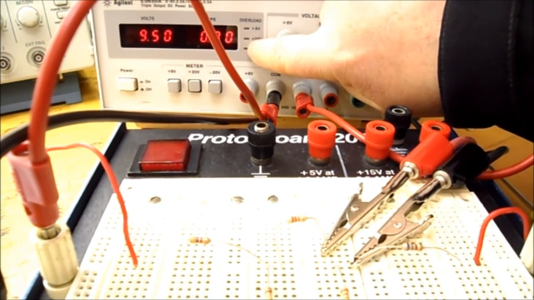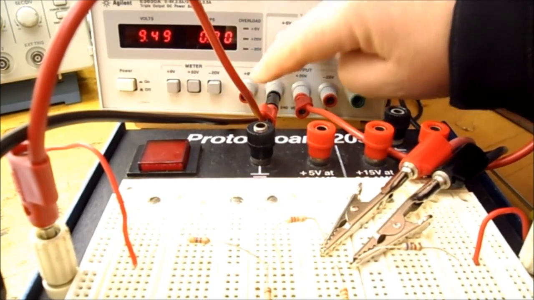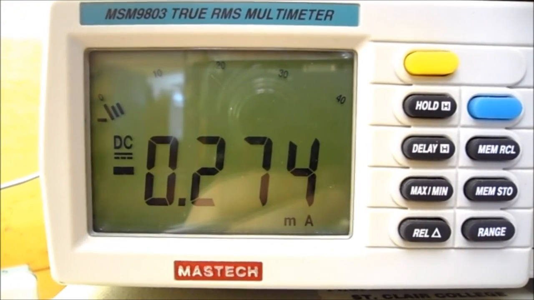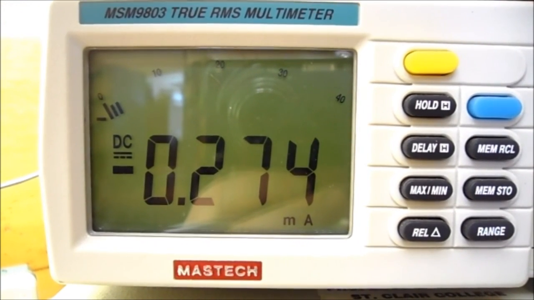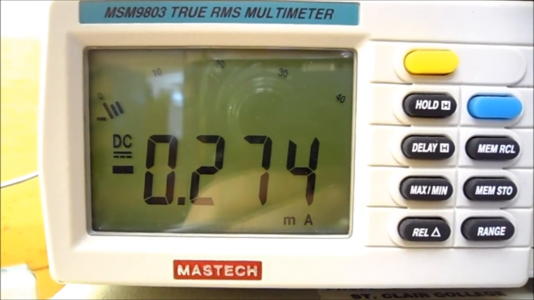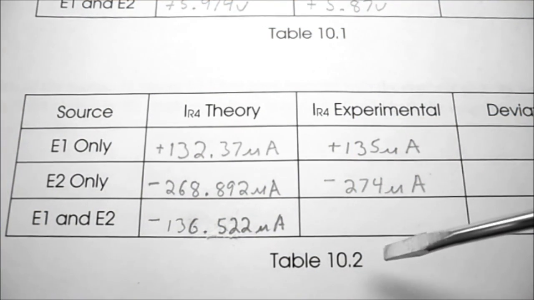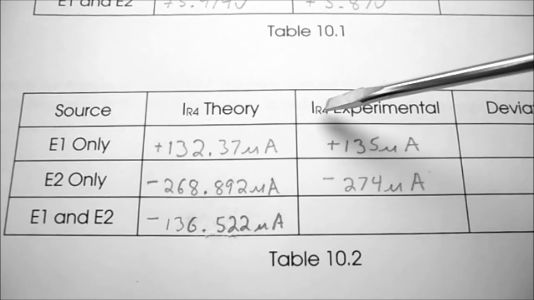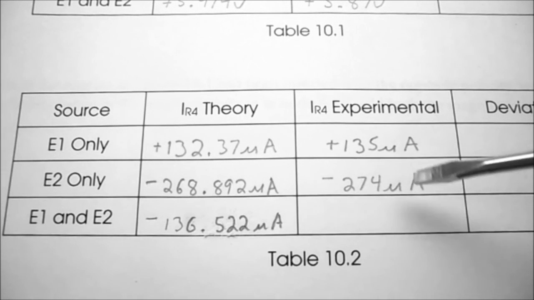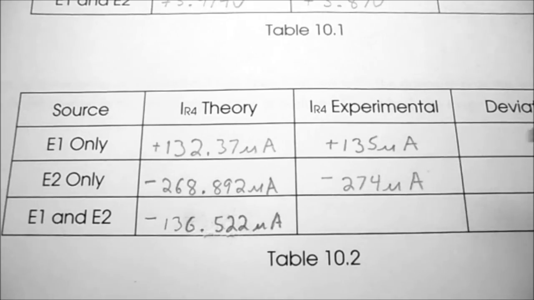Notice the yellow overload indicators are not on because we took the lead out of the plus 6 and put it into the common. So this is my reading for E2 only. That's with E1 shorted. I'm reading minus 274 microamps. So in table 10.2, for I, R4 experimental, E2 only, I've recorded minus 274 microamps.